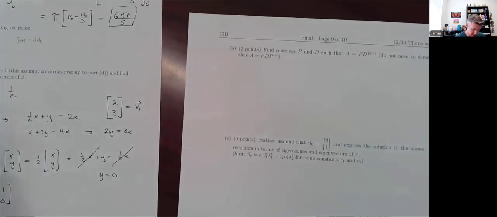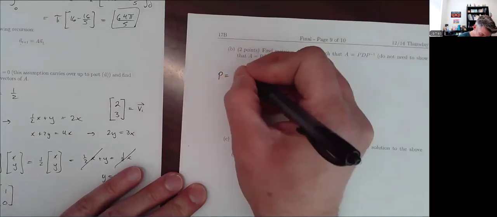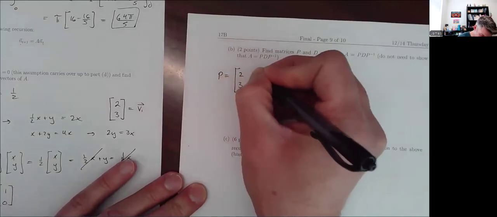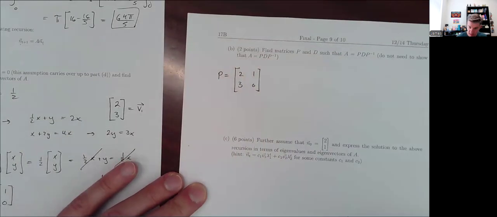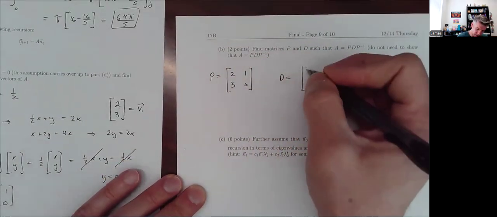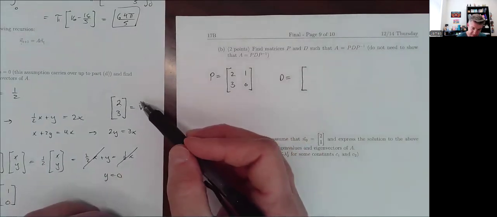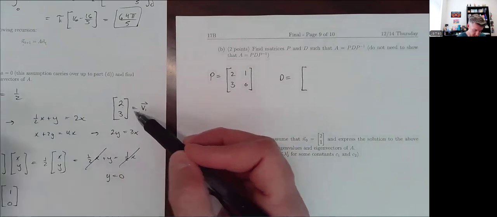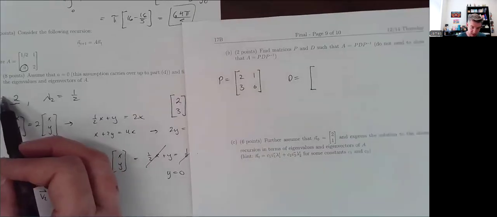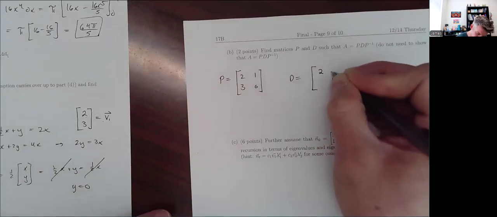So if we pick them in the order as written, this one first, this one second, our P is going to equal the matrix with columns 2, 3 and 1, 0. The eigenvectors as columns. And our D is going to equal the diagonal matrix with the eigenvalues in the same order. So we picked the first eigenvector to be 2, 3. The associated eigenvalue was lambda equal to 2. So that's what's going to go in the first column here. And then in the second column, the eigenvalue of 1/2.